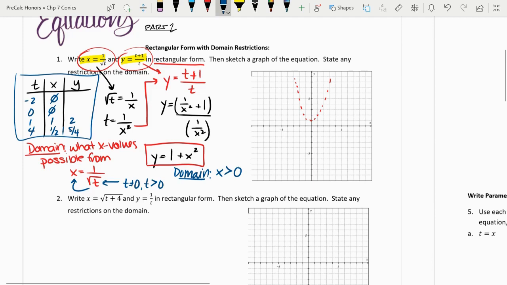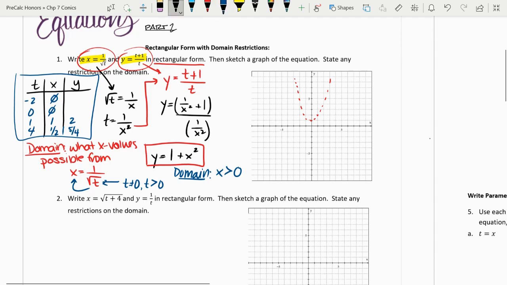Or did I do that really off? A 1/2 and a 5/4. No, I think I'm good, right? So notice as our values get larger for t, our x values are actually getting smaller. And I would need to put in some fractions. Like if I put in a 1/4, right, we get better values. But I have a pretty good idea about what my graph looks like.